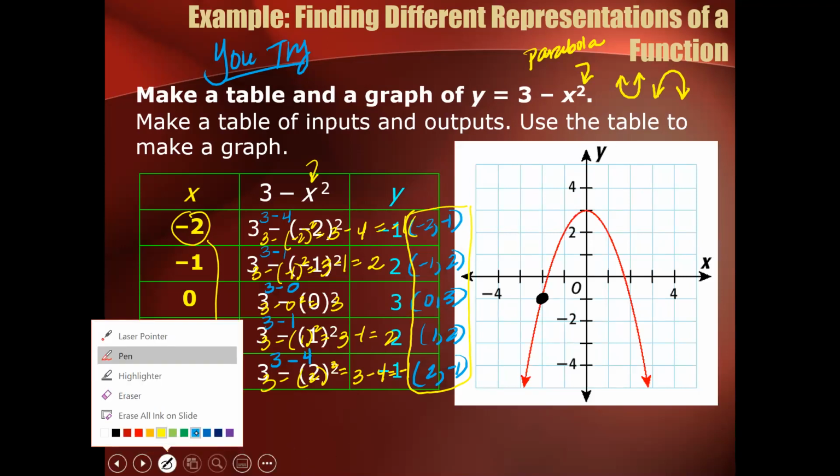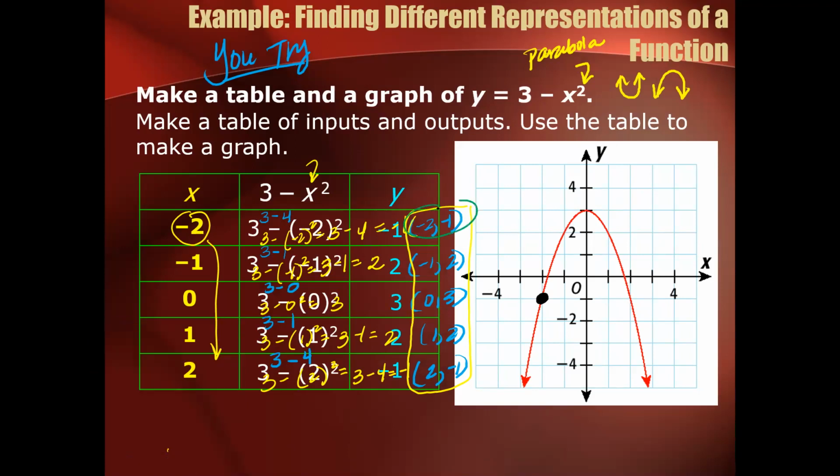If I were to go ahead and graph these, I will have my first one, negative 2, negative 1, right here, negative 1, 2, right there, 0, 3, that's the peak of your parabola, 1, 2, which is right here, 2, negative 1, which is right there. And that is a parabola. And yes, it is a function, because if I draw a straight line through here, it only touches the red graph at one point.